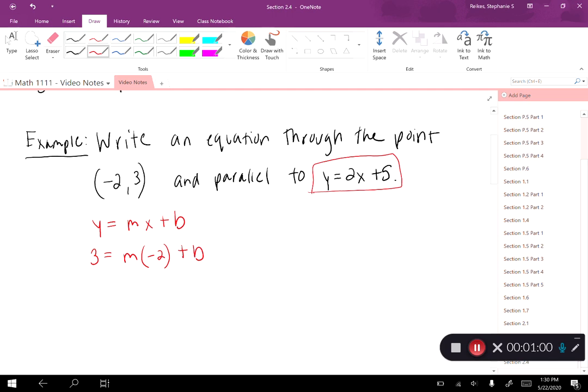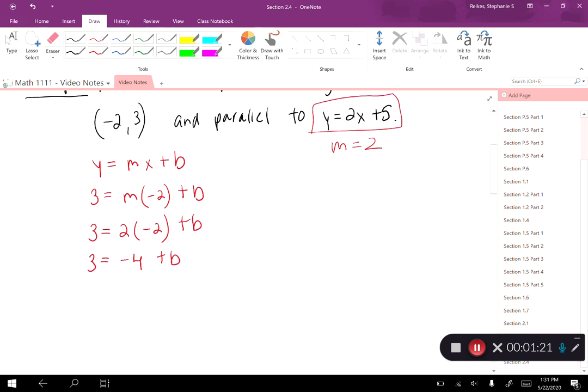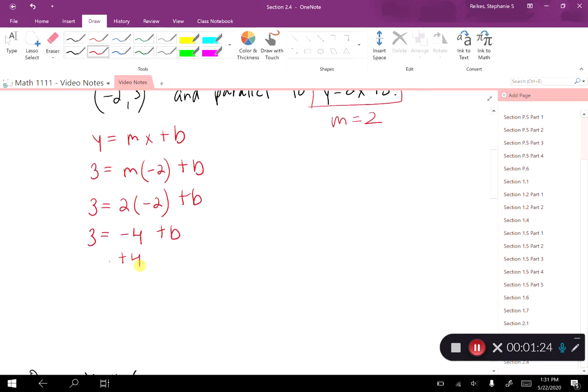My slope is parallel to this line, y = 2x + 5. So the slope of this equation, the m value, is 2. Therefore, my m in this equation is going to also be 2. So plugging in my slope 2, I get 3 = 2 times -2 + b. And now I can solve for b. 3 = -4 + b. And adding 4 to the other side, I get 7 = b. And I can write my final answer nice and pretty. It's going to be y = 2x + 7.